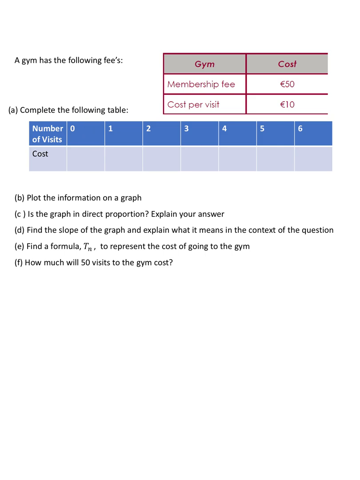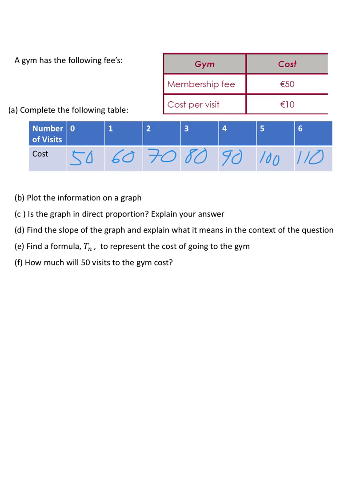So this is easy enough. If there's no visits, you have to pay the membership fee, which is €50. Then for one visit after that, the total will be 60, then 70. So you can see I'm just adding on 10 every time. 80, 90, 100, and 110.